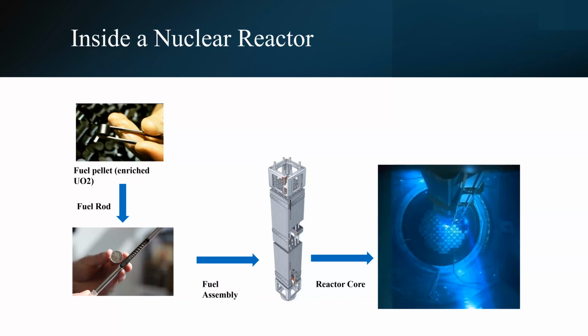So what is inside a nuclear reactor? It's fuel pellets, the small ones I showed you. Then you have the fuel inside a fuel rod, and the fuel rod goes inside what is called a fuel assembly, and the fuel assembly goes inside the nuclear reactor, if you see on the right-hand side.